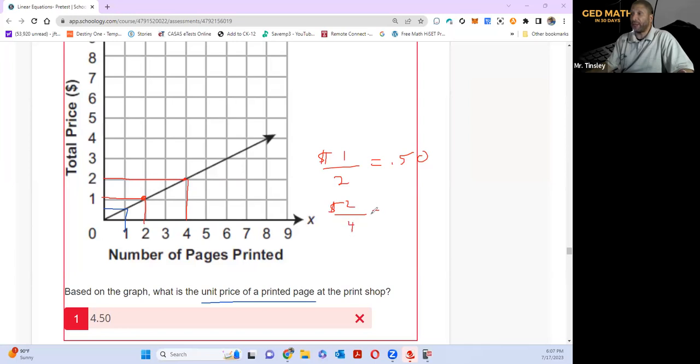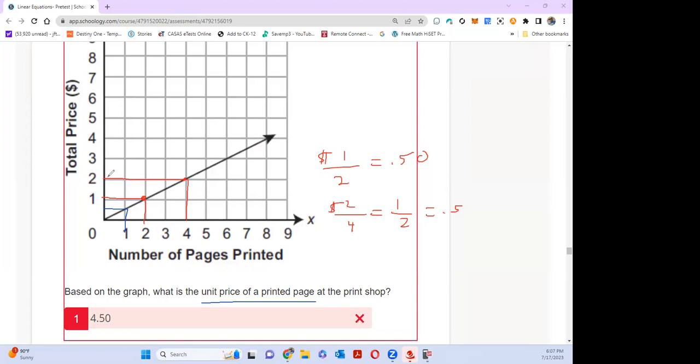$2 for 4 pages. 2 over 4 is 1/2, which is 0.5. It doesn't matter what point you use, but you've got to understand what a point means on a graph. You've got to know that this point is 4 pages for $2. Okay, I see where I messed up, Mr. Tenzi. I did it on that bottom, and this right there, there's nothing there. There's nothing to work with there.